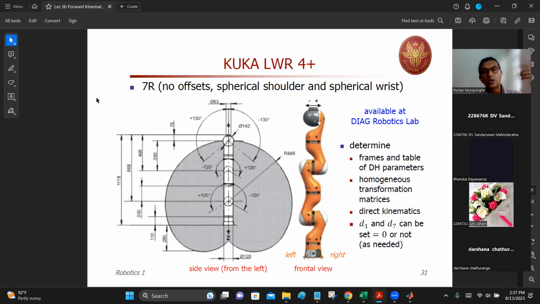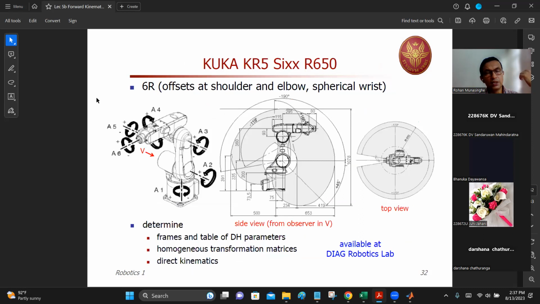Here's another one, KUKA LWR4 plus. You can see a lot of other manipulators. This is a KUKA KR5 R650 manipulator. Again, you can see the joints here. First joint, second joint, third joint, and fourth, fifth, sixth. They are coincident at the end point. Again, the same principle. Figure out the joint axis, place the coordinate frames, identify the 4 DH parameters, and fill the DH table.